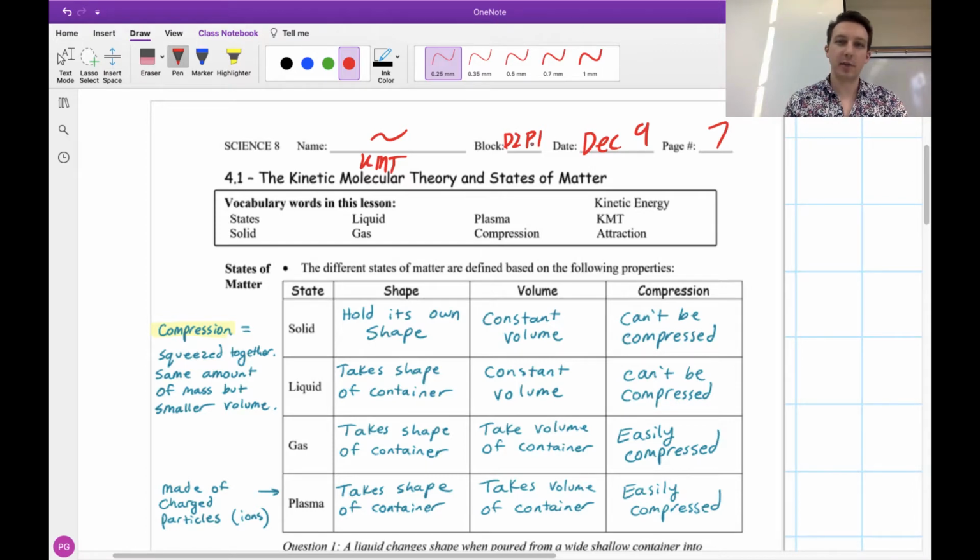We are day 2, period 1. Today is December 9th, and this is going to be page number 7 of our notes on chemistry. So, kinetic molecular theory and states of matter. We're going to actually start with talking about the different states of matter.